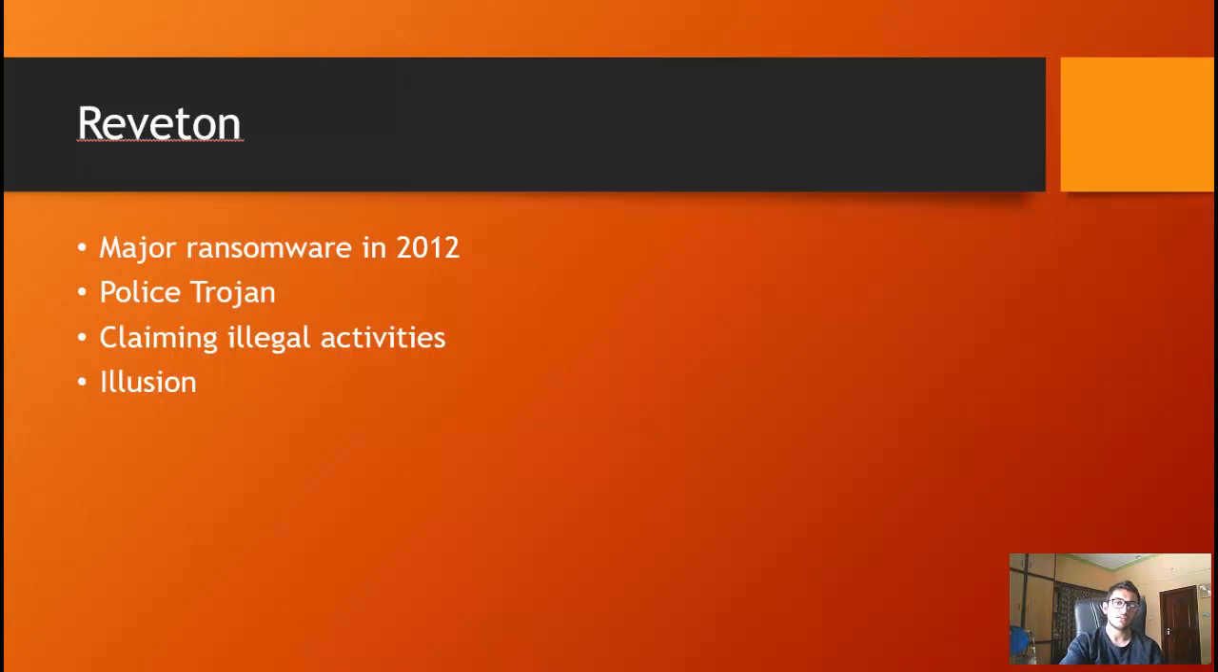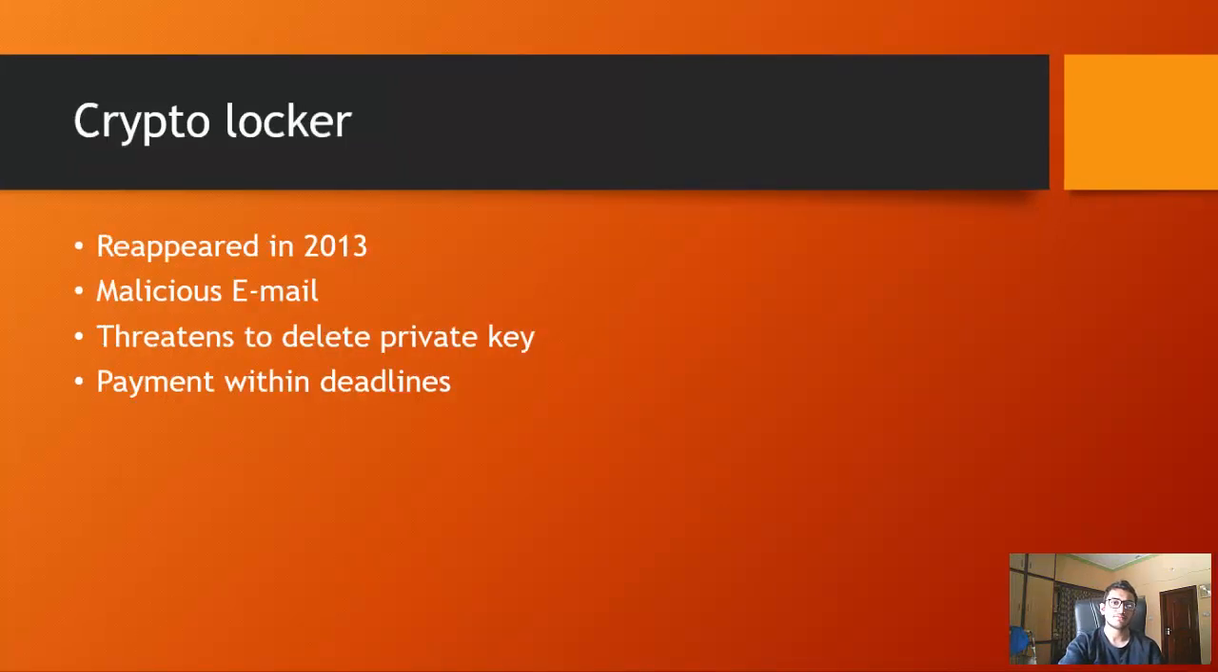CryptoLocker. An encrypting ransomware reappeared in 2013, distributed either as an attachment to a malicious email or as a drive-by download. It encrypts certain types of files stored on local and mounted network drives using an RSA public key. The private key is stored only on the malware's control servers. It offers to decrypt the data if a payment through either Bitcoin or prepaid vouchers is made by the stated deadline. It also threatens to delete the private key if the deadline passes.